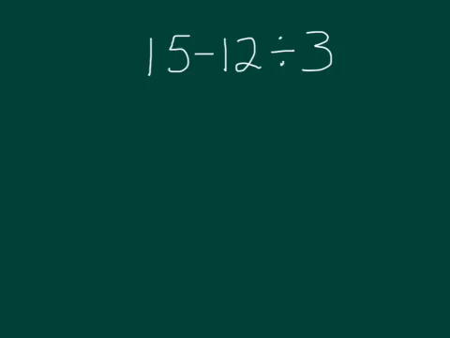Okay, so what if we solved it like this instead? Let's look at the division side first. 12 divided by 3 is 4. Then you have 15, you bring that down, minus 4. What is 15 minus 4? It's 11. Now that's a completely different answer than we had before.